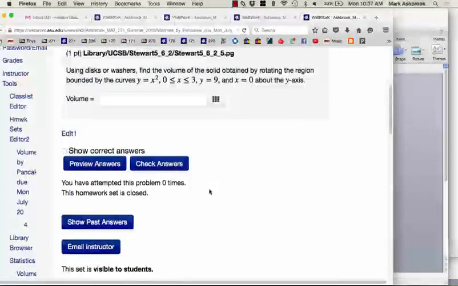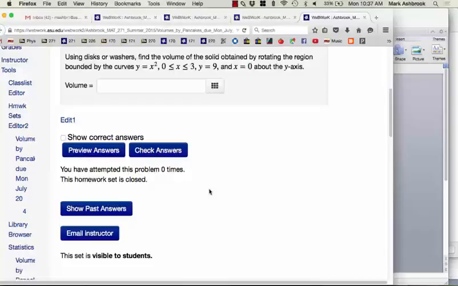Looks like number 4 is the one to do here. Y equals x squared, y equals 9, and x equals 0, about the y-axis. Could you subtract from a right cylinder to get negative space? I tried that and it was wrong. Yeah, you can do things like that. Well, let's just see what's easiest.